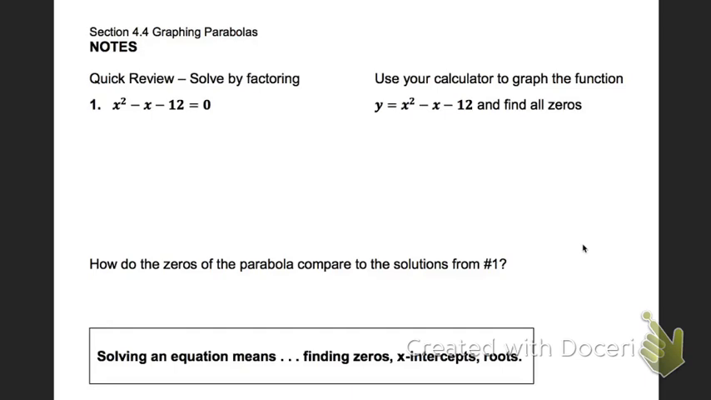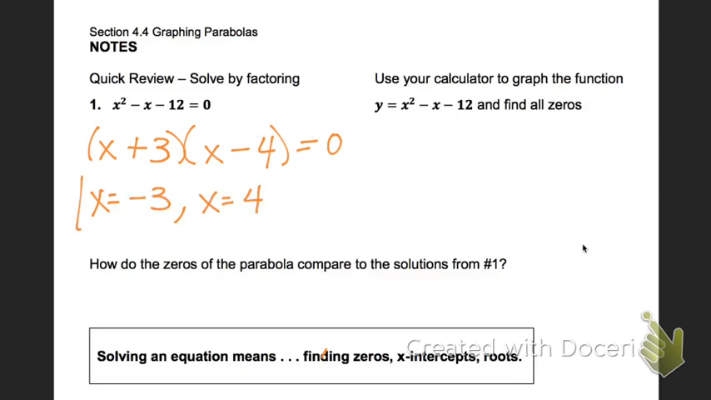So quick review, solve by factoring. So let's look at number 1. How would I factor this? Trial and error. Would it be a positive 3 or a positive 4? Positive 3. And then negative 4. So that ends up being a negative 1. So x equals negative 3 and x equals a positive 4.